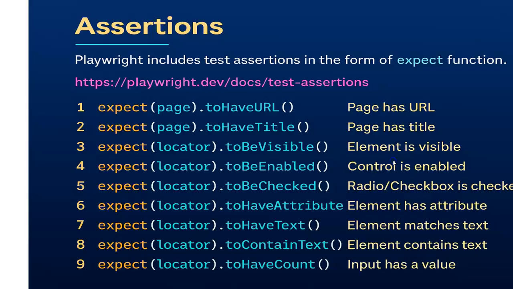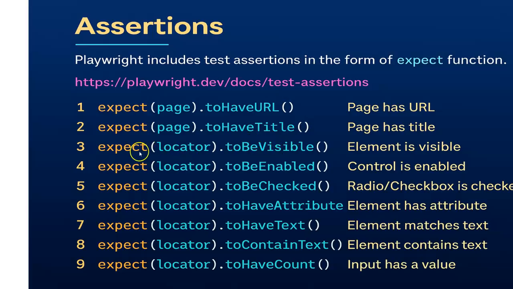So there are different types of assertions. This is the official website, playwright.dev docs, test assertions. We will go one by one. First, toHaveURL: we are validating the URL. It gives the URL of the page, so we will validate it through this method. Next, the toHaveTitle method, with which we validate the title of the page.